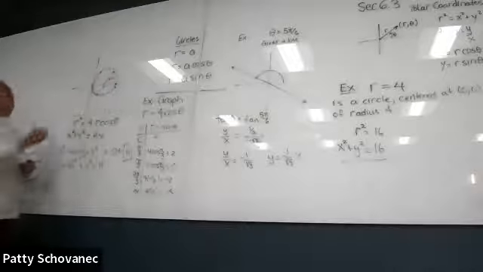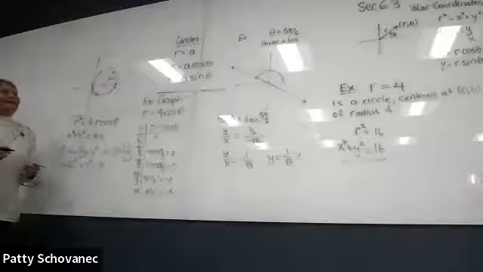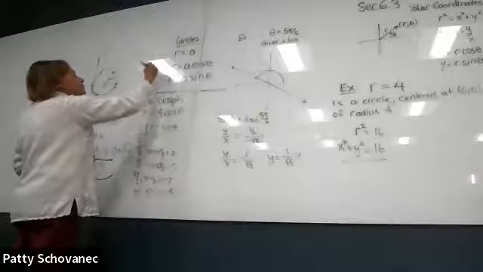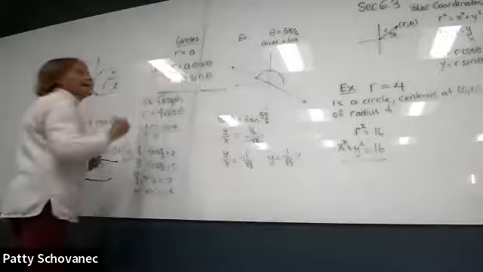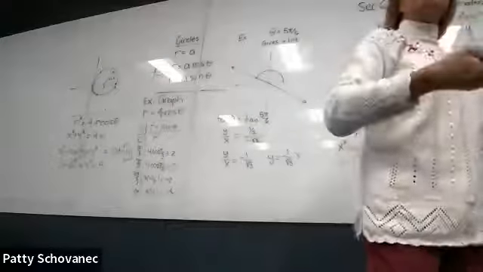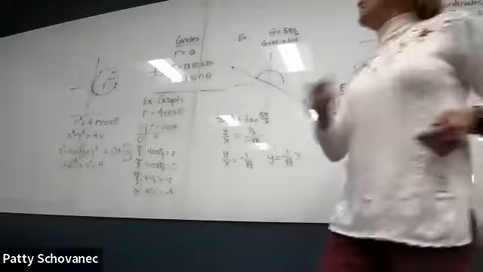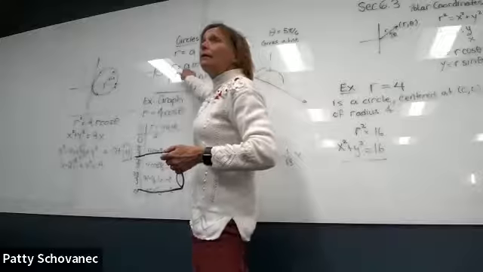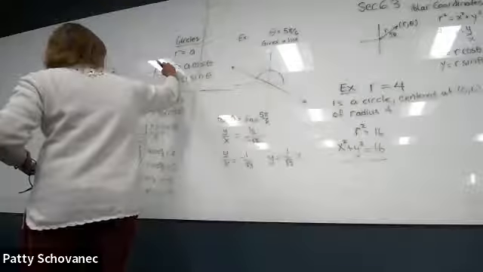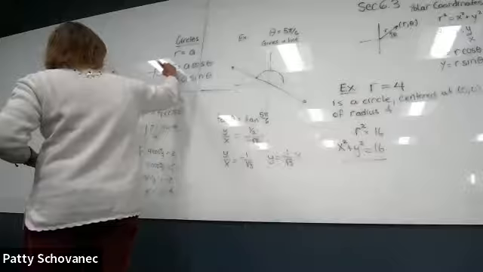So it should be nice and symmetric. x equals r cosine theta will always give you a circle symmetric to the x-axis, right? Cosine is even, so it should be symmetric to the x-axis. And it'll have diameter of a. One side will touch the origin, the other side will touch, in rectangular coordinates, the ordered pair (a, 0).